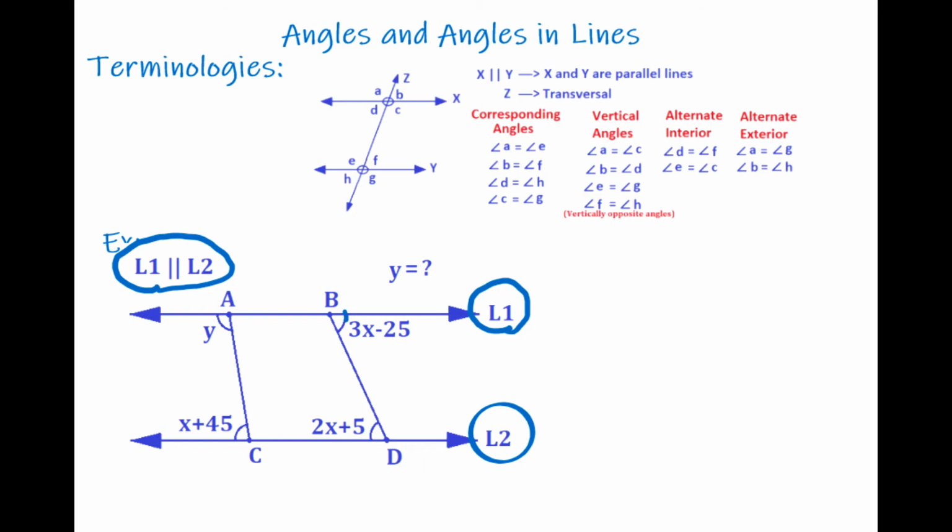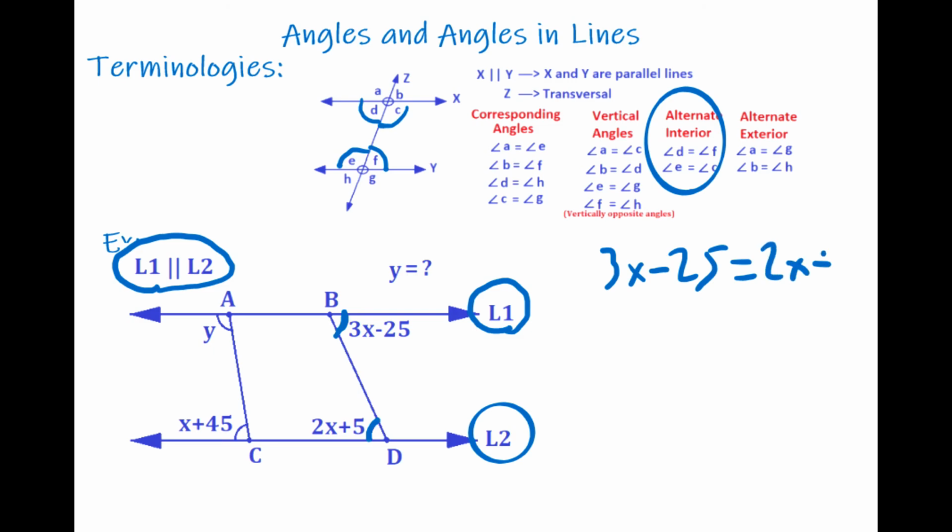If you look here, that angle, which is 3x minus 25, and that angle, which is 2x plus 5, they have to be equal to each other. Why? Because they are alternate interior, like C and E, right? And D and F. D is right here and F is right here. So because they are alternate angles, they have to be equal to each other. In other words, 3x minus 25 has to be equal to 2x plus 5, guys.